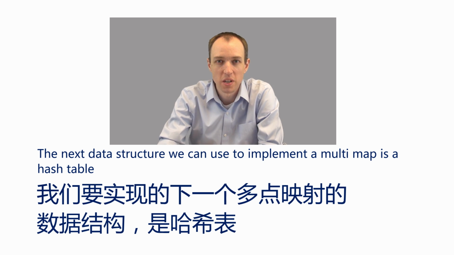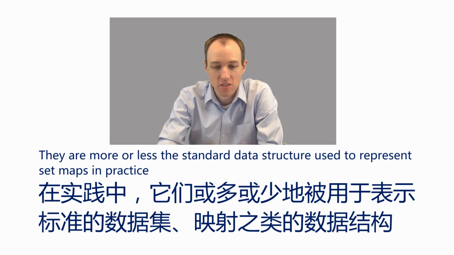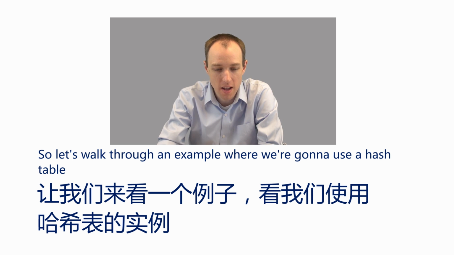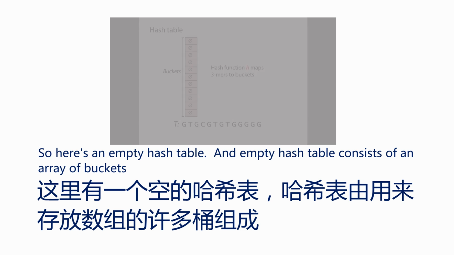The next data structure we can use to implement a multi-map is a hash table. Hash tables are extremely versatile, efficient, and widely used data structures. They're more or less the standard data structure used to represent sets and maps in practice. So let's walk through an example where we are going to use a hash table to implement the same kind of multi-map that we implemented before using an ordered list of pairs.